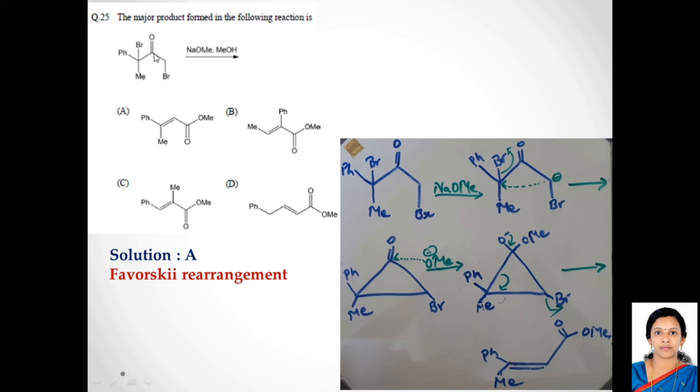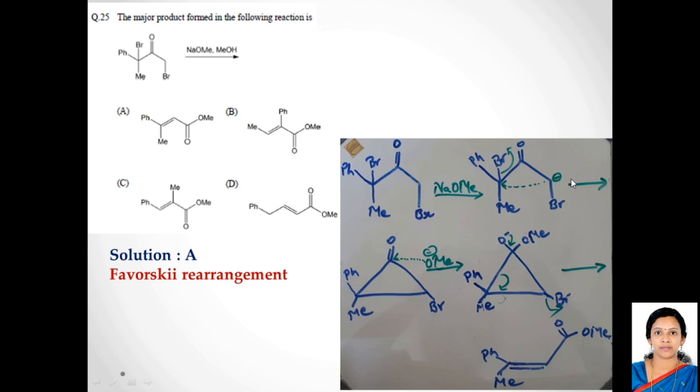It's an alpha halo ketone, because on the alpha carbon you will see a halogen, and additionally there are also acidic alpha hydrogens on this compound. So a ketone with alpha halogens and alpha hydrogens, and the reagent is a base, sodium methoxide. If you have alpha hydrogens next to the ketone, those hydrogens are extremely acidic. So basically the first step would be to abstract the acidic hydrogen here, and you will form a carbanion.